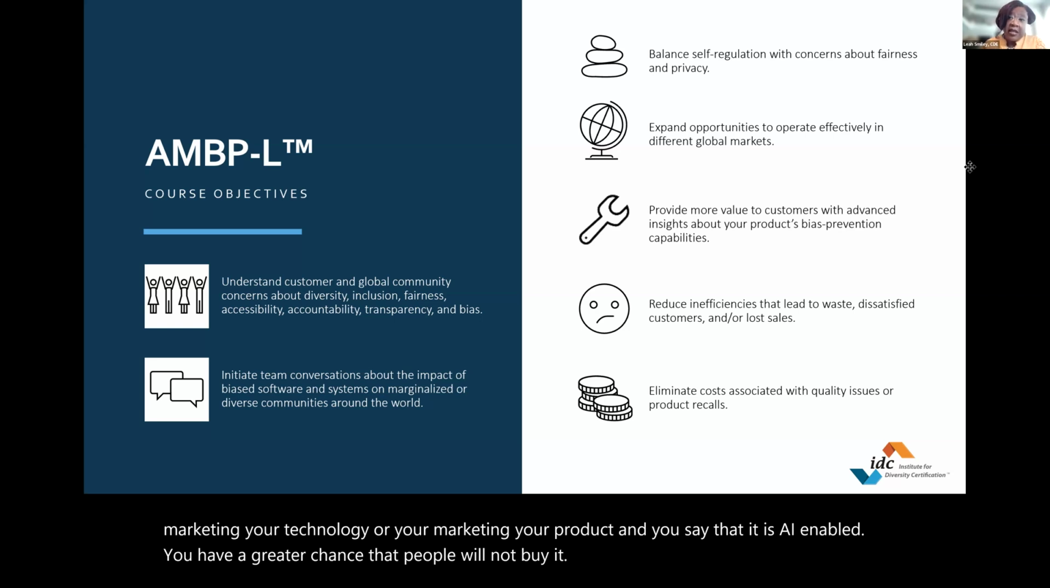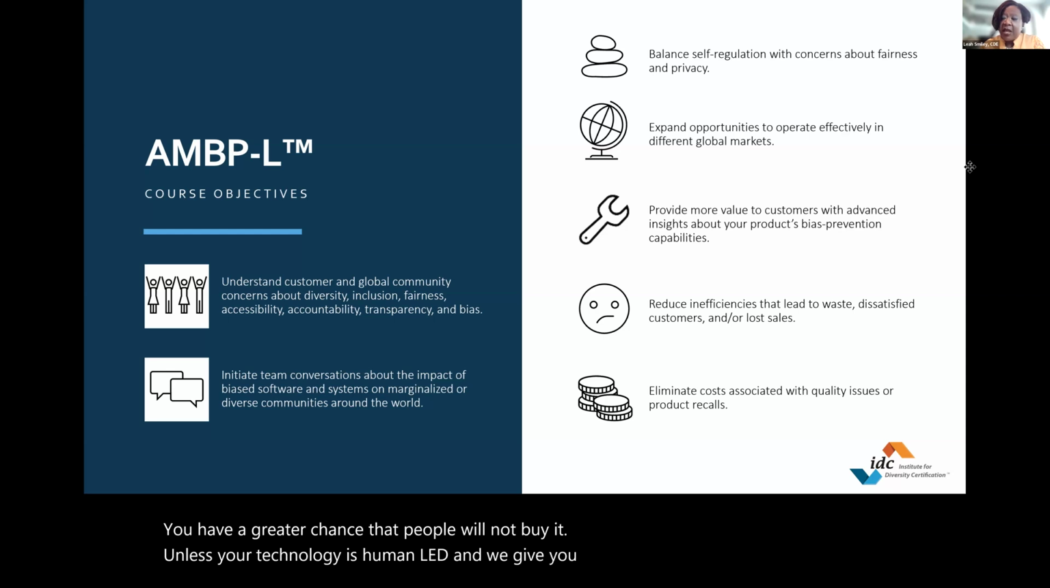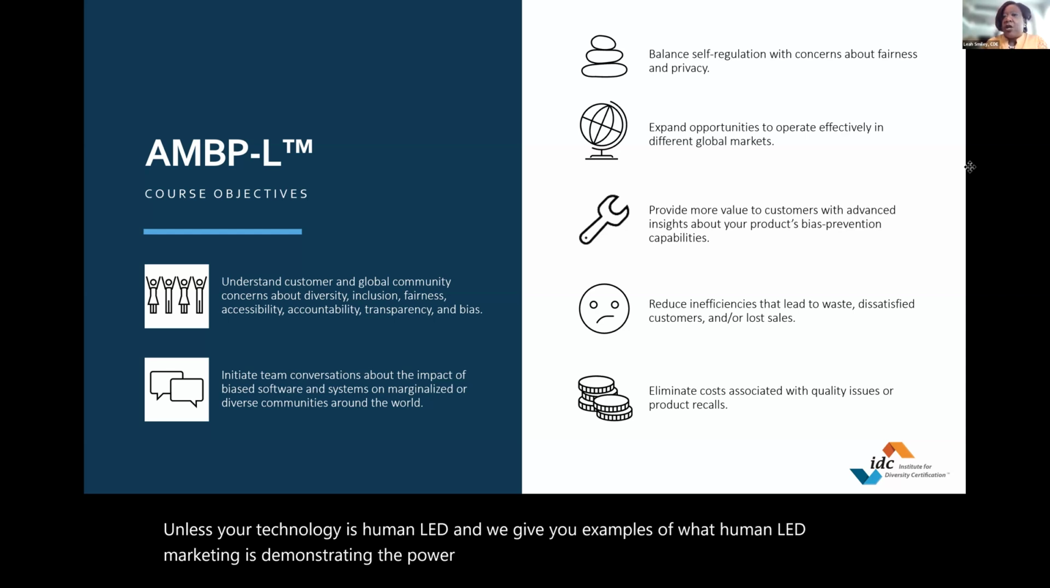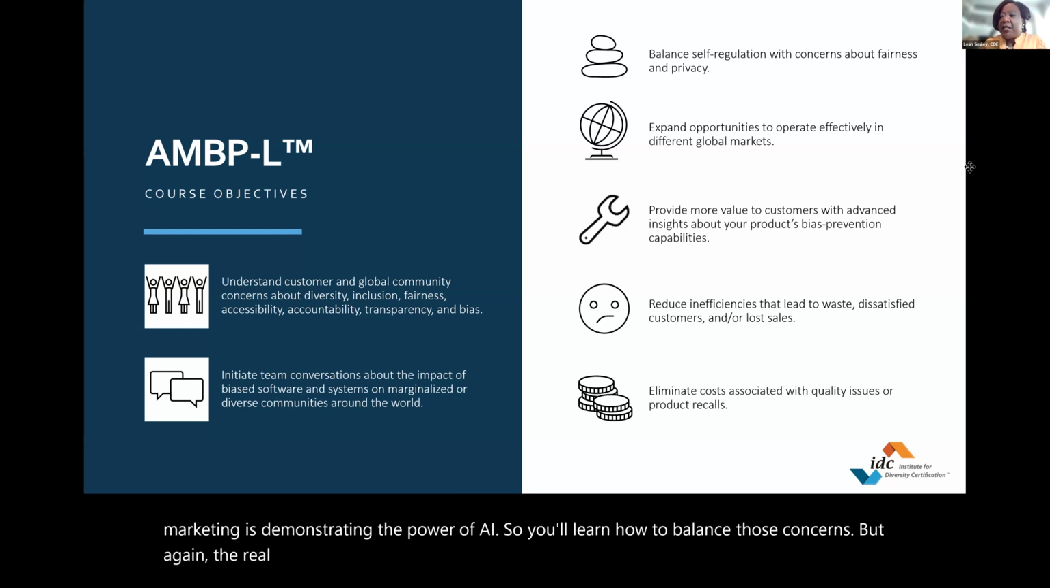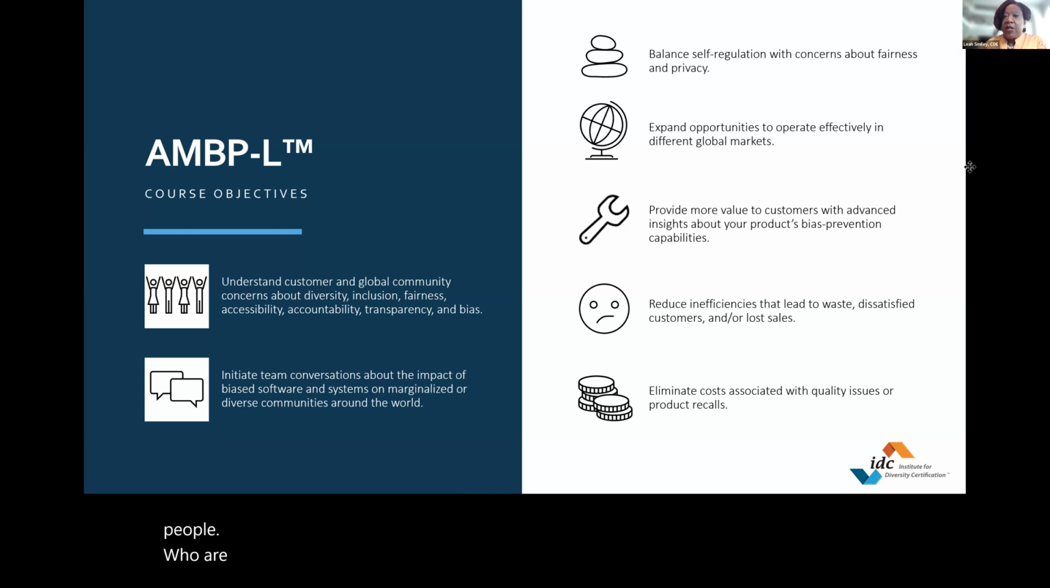And we give you examples of what human-led marketing is, demonstrating the power of AI. So you'll learn how to balance those concerns. But again, the real reason why people don't trust the technology is because they don't trust the people who are behind the decisions. And we talk about what that looks like and how that impacts your organization.